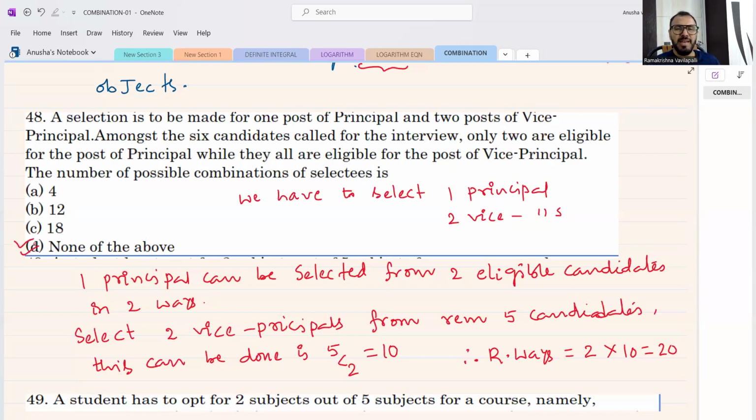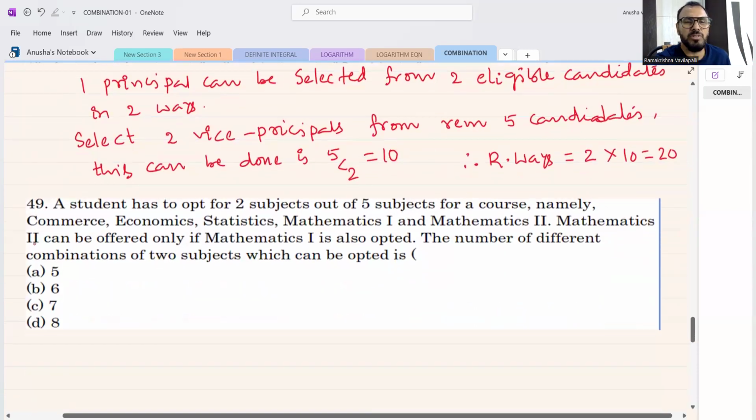So you must read the question very carefully. Here you see that whoever is eligible for the principal post is also eligible for vice principal. Once the principal is selected, you have to select 2 vice principals from the remaining 5 candidates. Coming to the next question.